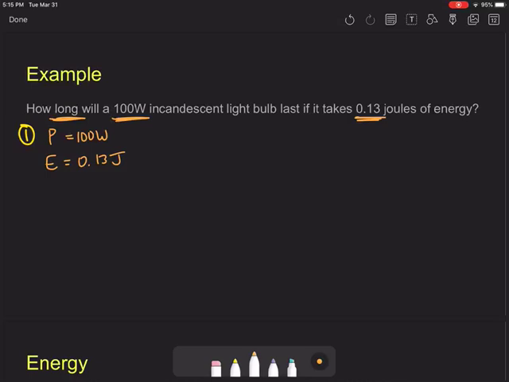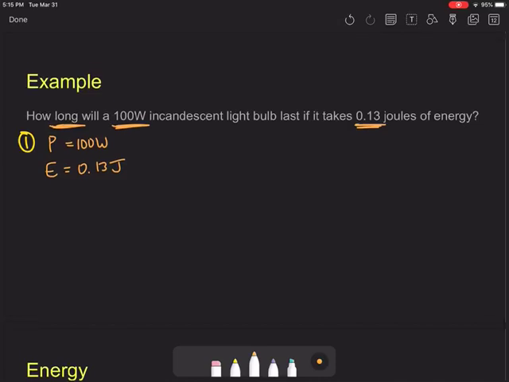Okay. Notice it doesn't ask you directly what time will it last. But when I'm talking in terms of the question, how long will it last, implies my time. And my time, I don't know what it is, but I know my final answer will be in seconds because those are my base units of my equation.